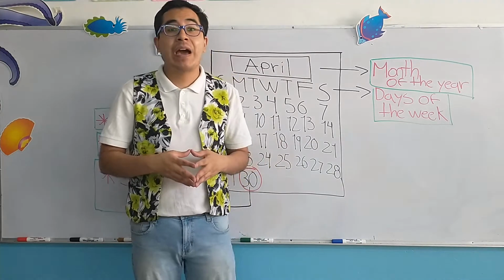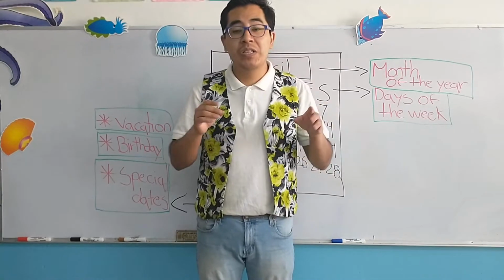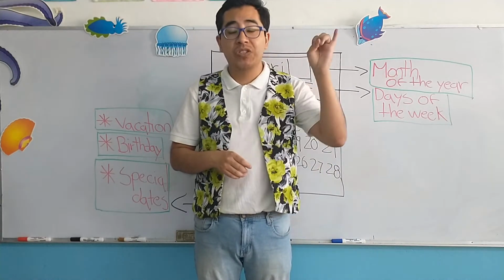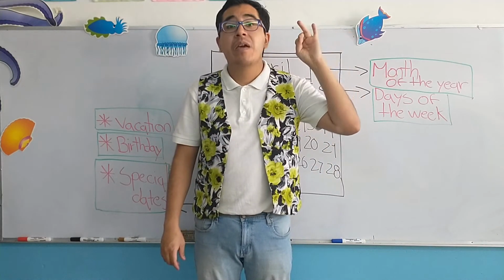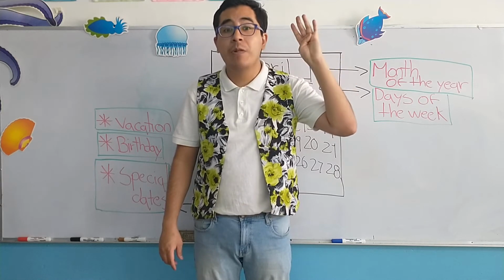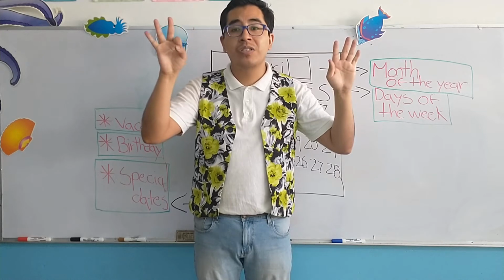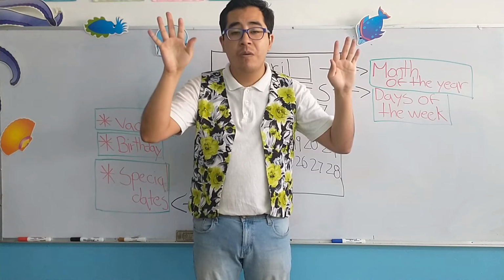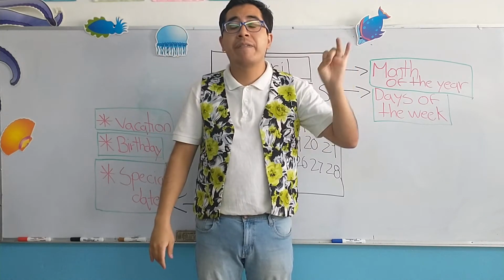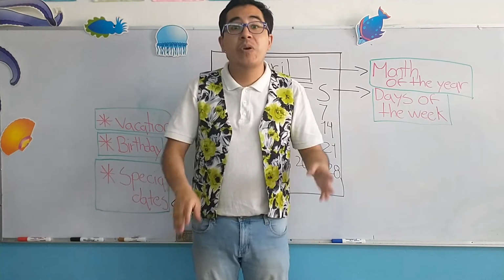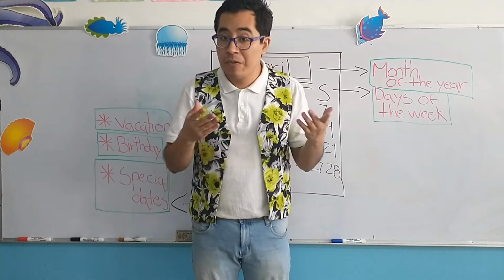Okay, and we have 12 months in total. We commence with January, February, March, April, May, June, July, August, September, October, November, and finally December, which is the day of Christmas.